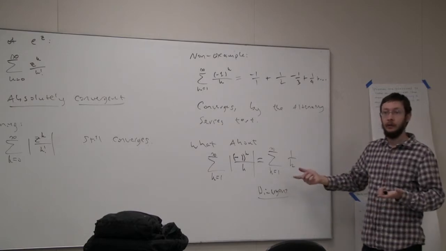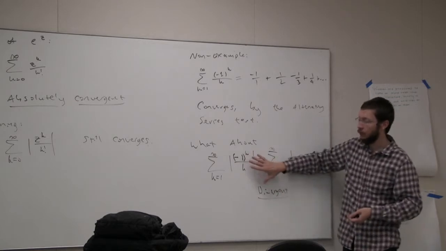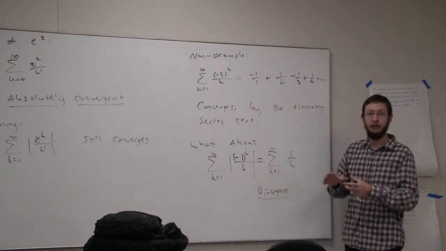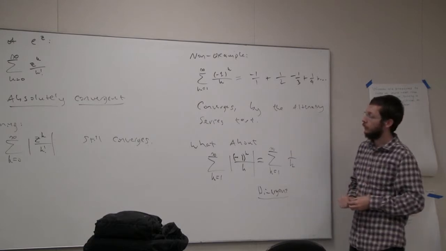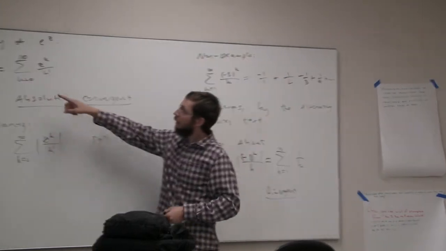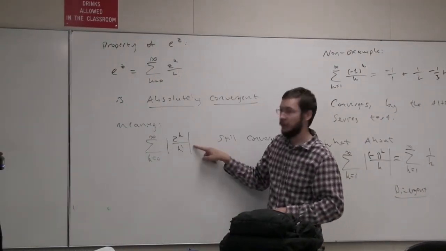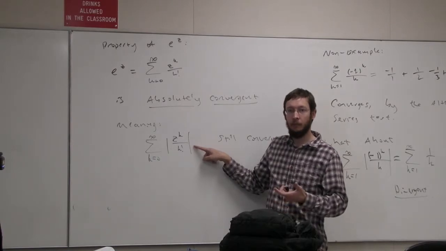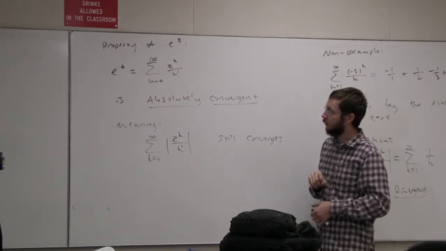And so that's what an absolutely convergent series is: the terms would have to get small so fast that even when you take the absolute value, you still get a convergent series, okay? And so this e to the z has that property where it's absolutely convergent, meaning anytime you take the size of these terms and add those up, you still get a convergent series.